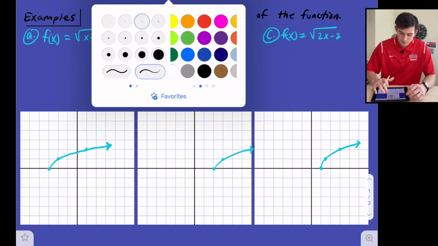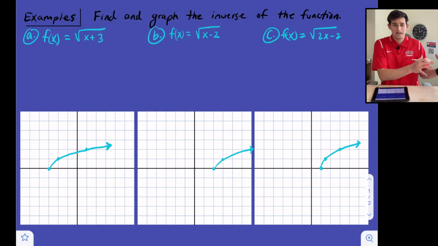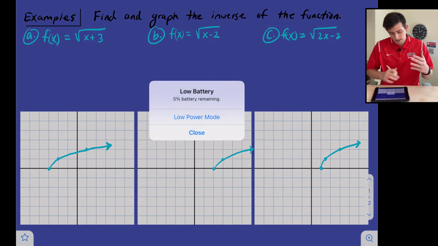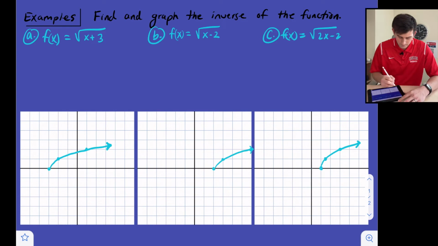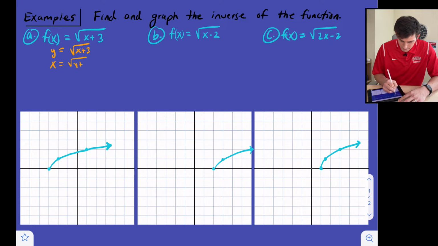Okay, so now let's switch over to orange, and let's go back to our first equation, and let's write down the inverse. Let's solve it, and then let's graph it. Okay, so we're going to write this as y equals the square root of x plus 3, and we're going to switch the roles of x and y.